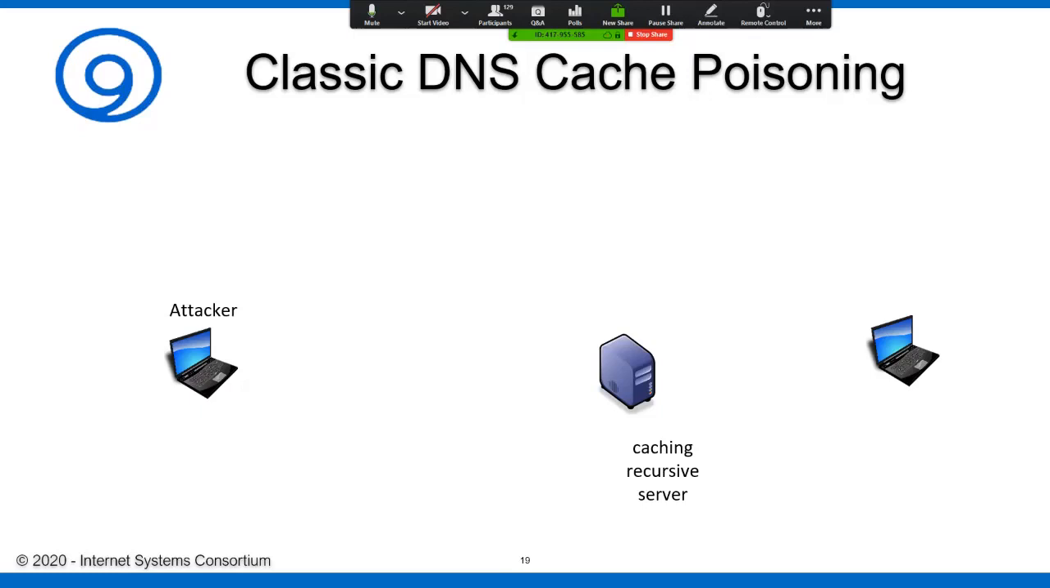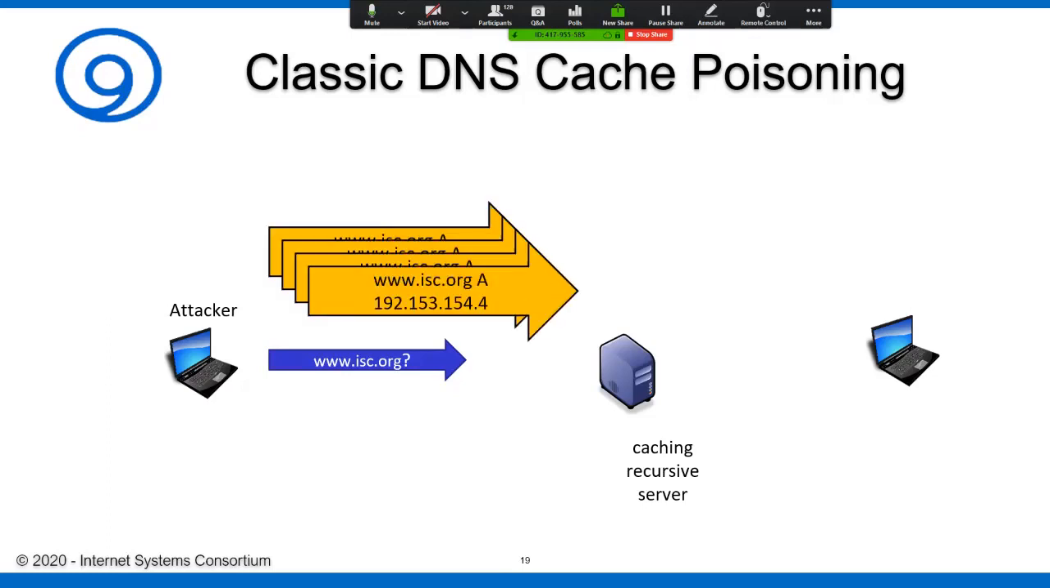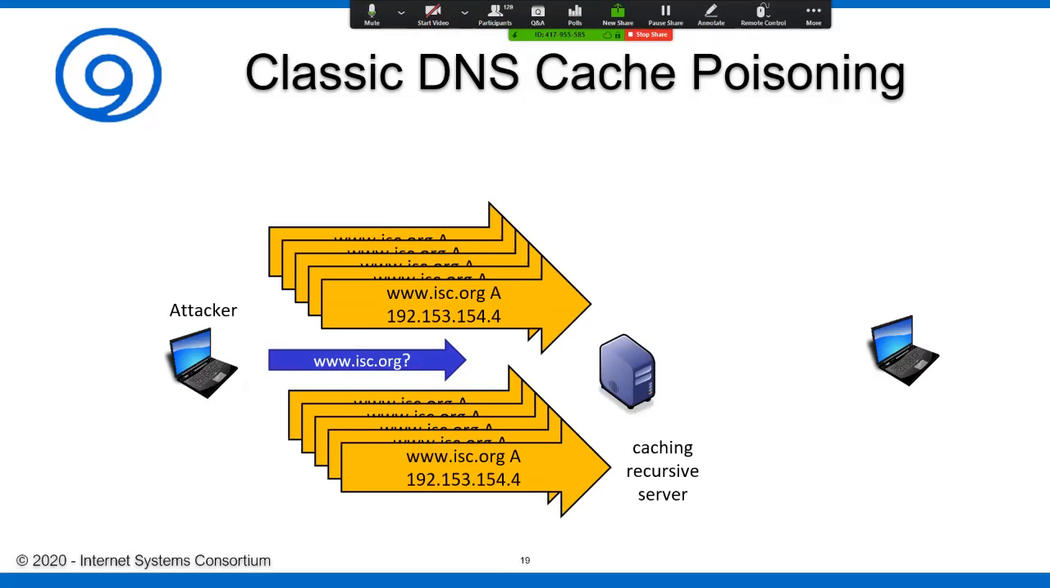So in classic DNS cache poisoning, the attacker would send a query to the caching recursive server: what is the address of www.isc.org? At this point, the attacker would send a large number of responses as if they were coming from the authoritative server to that caching server, hoping that the query ID matched the query ID that the caching server had sent to the real authoritative server.